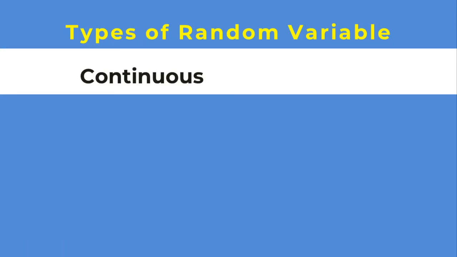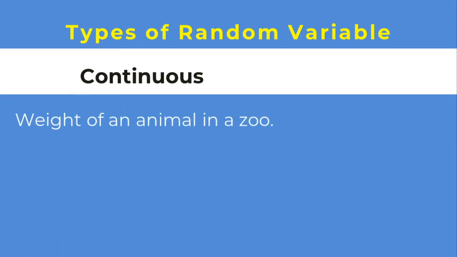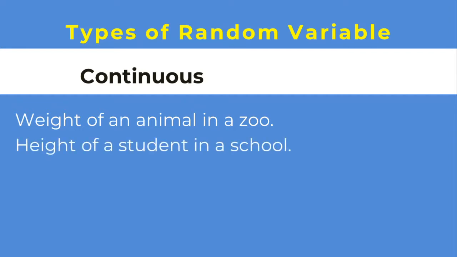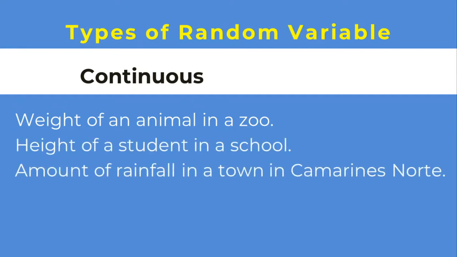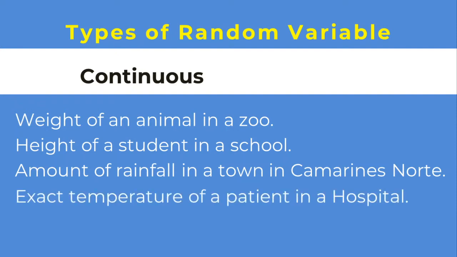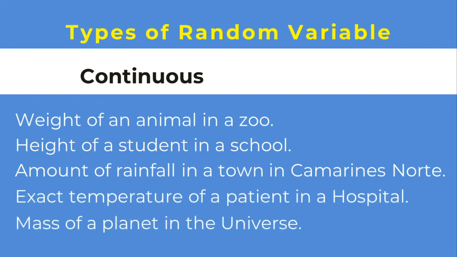So for continuous random variable, we have examples like weight of an animal in a zoo, height of a student in a school, amount of rainfall in a town in Camarines Norte, exact temperature of a patient in a hospital, at saka mass of a planet in the universe. So mga example na ito, kitang-kita naman na measurement siya. So usually, this is continuous random variable.